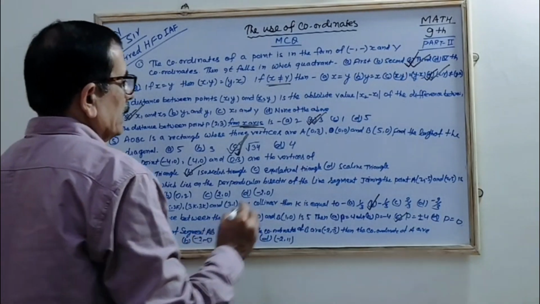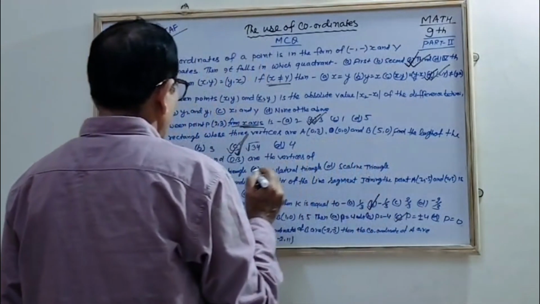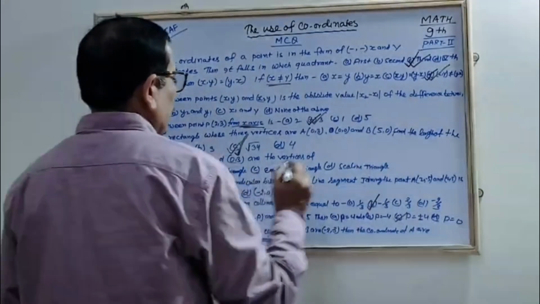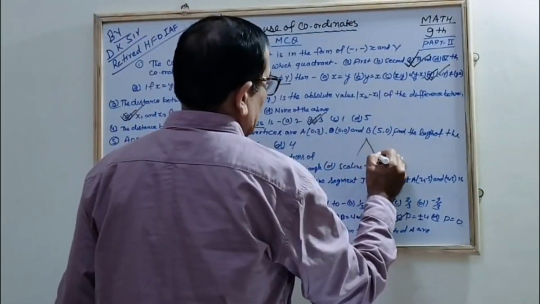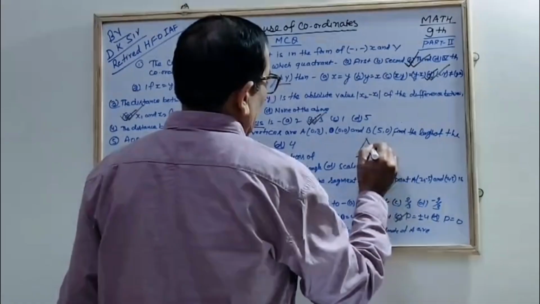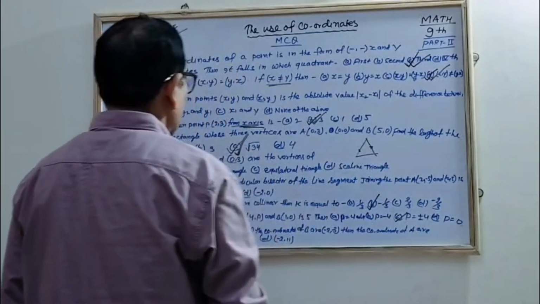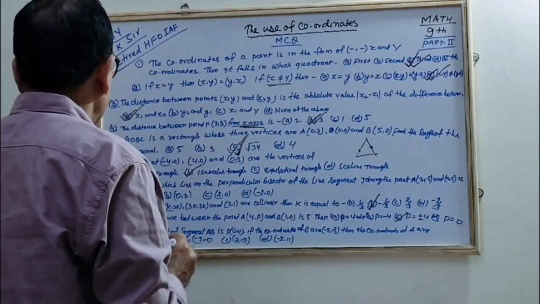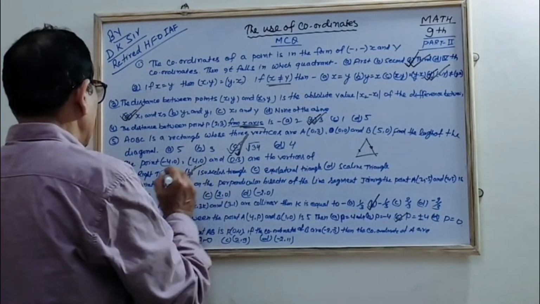So what is the isosceles triangle? The isosceles triangle is a triangle where we find that both sides are equal, correct? So that becomes the isosceles triangle. The answer is the isosceles triangle.